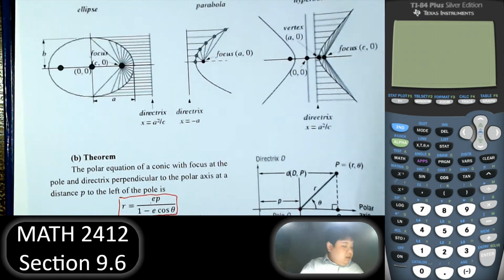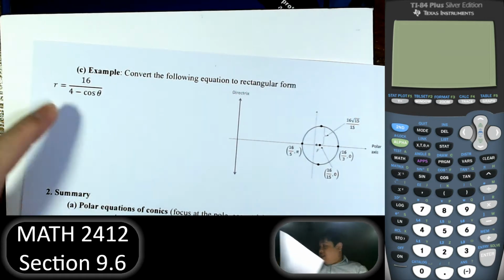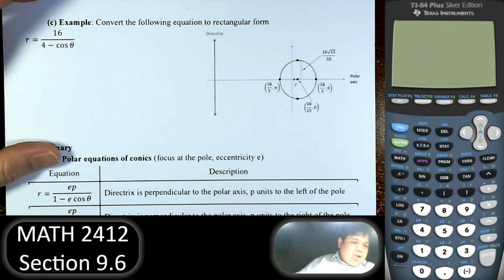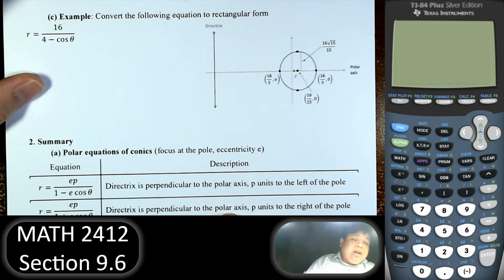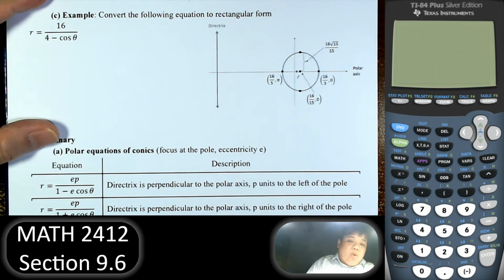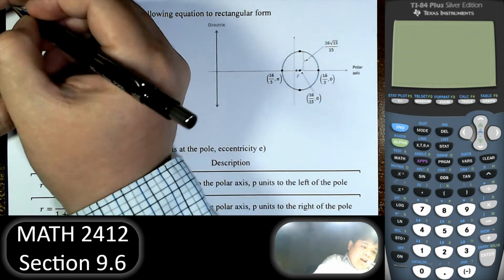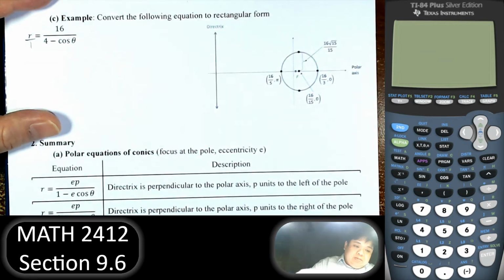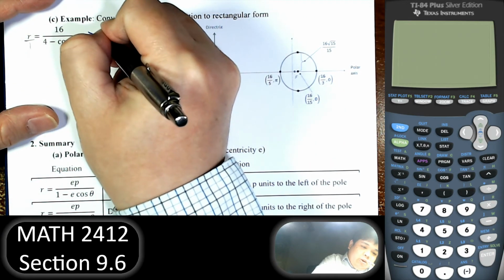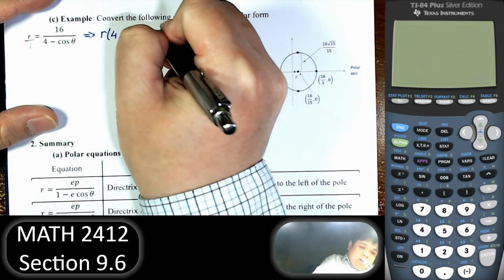Like I said, what I want to do in this section is how do we go from an equation like that and turn it into a rectangular form. Right. That could actually be complicated. How do we turn this into an equation that has x and y in it? Well, first thing, let's take care of the fraction. Cross multiply, right? So we have r times (4 minus cosine theta) equal to 16.